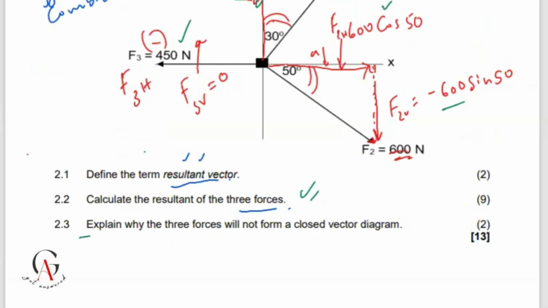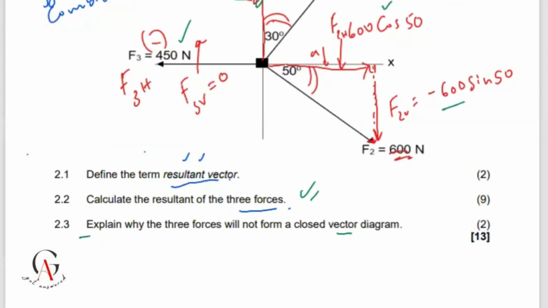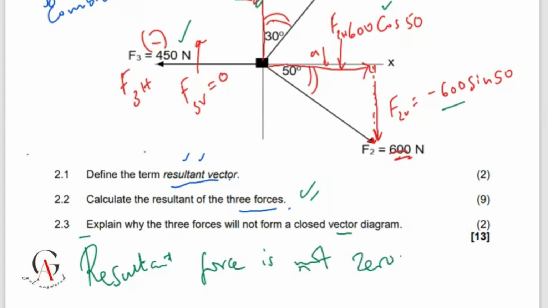Okay, then explain why the 3 forces will not form a closed vector diagram. So for something to give us a closed vector diagram, we know that the resultant force must be equal to 0. But in this case, we've seen that the resultant force is 187, something. So it's not a 0. So what we can say is that the resultant force is not equal to 0.